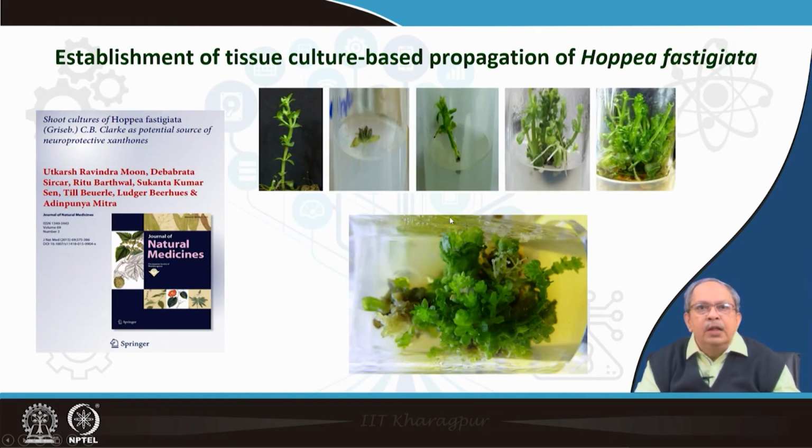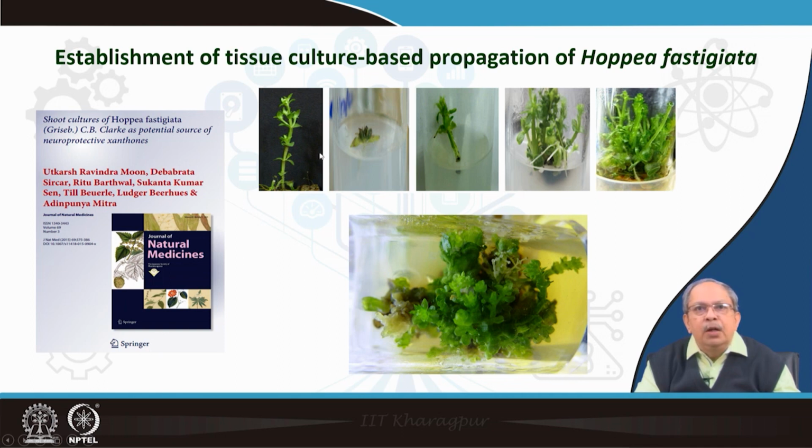So, apart from that, there is another plant I mentioned here, which is called Hopea fastigiata. This is also a very rare plant, and it has a very short life cycle of maybe 1.5 months or maximum 2 months, even less than that. But these plants were known to produce bioactive xanthones as reported by organic chemists.